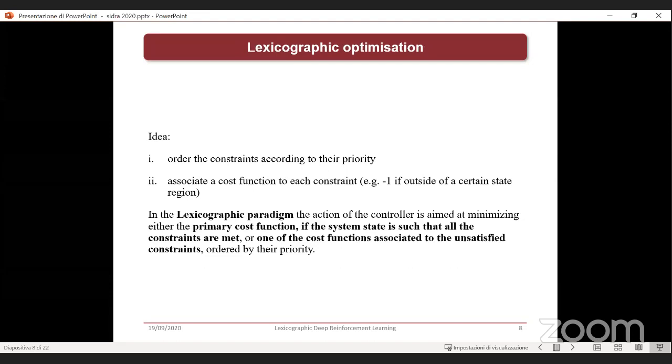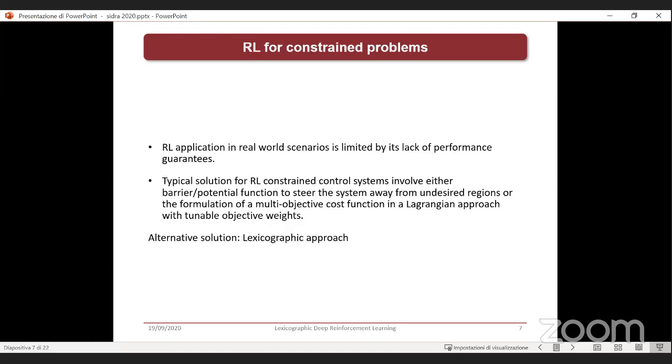In general, reinforcement learning can be applied to constraint control systems. The typical solution is to design some barrier or potential functions to steer the state of the system away from some undesired regions. Alternatively, one can design a multi-objective optimization problem and then propose a Lagrangian-like approach with some tunable weights to scale the various objectives. An alternative solution to those two approaches is the lexicographic approach.